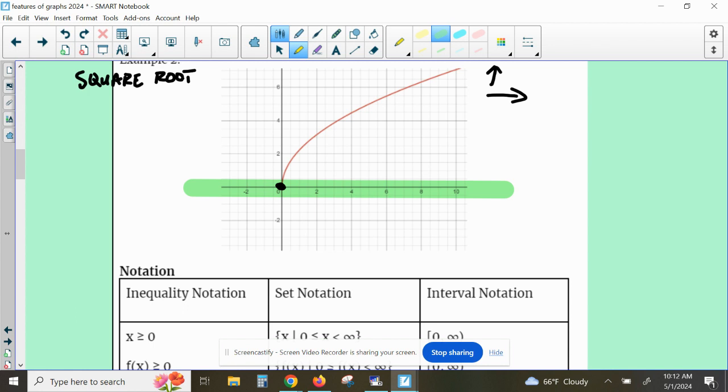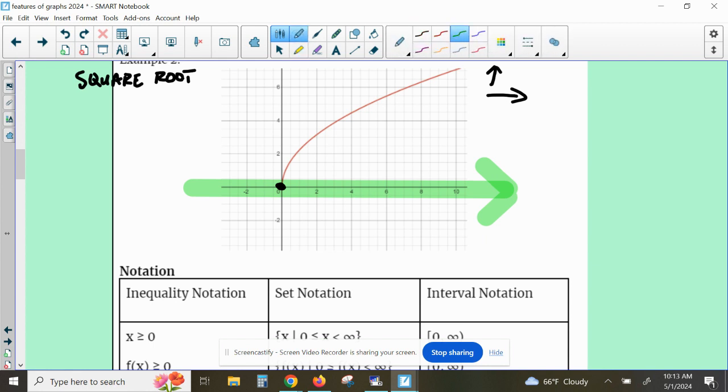Where does he start coming into existence? At 0, 0. And then does he keep existing? Is he still existing? Forever and ever. If I keep walking to the right forever, he is going to keep going out here. Yes? So he starts at 0 and he goes forever that way. Okay, so that means our domain.